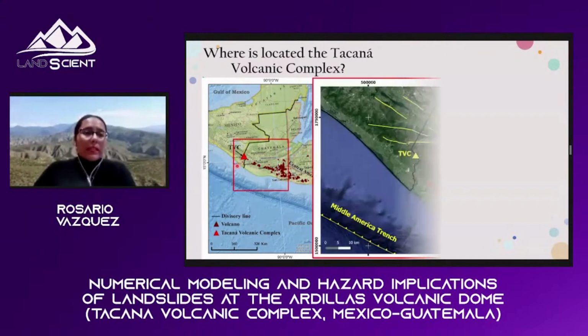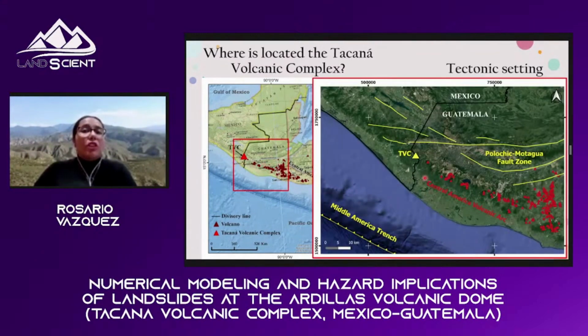And this volcanic complex is located in a very complex tectonic situation also, because we can see in this part of the map that there's the Middle America Trench, a tectonic setting characterized by the subduction of mostly the Cocos plate beneath the Caribbean plate. But we also have here another important tectonic setting, which is set between the movement of the North American plate and the Caribbean plate.